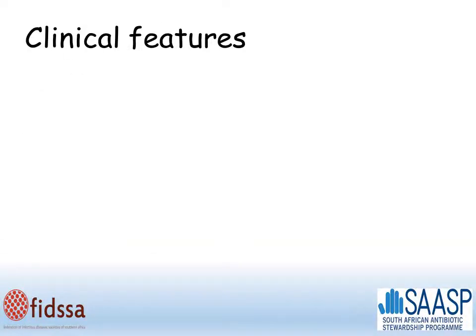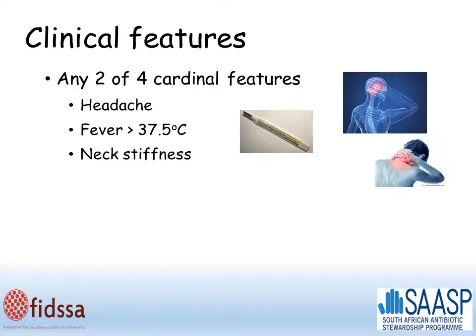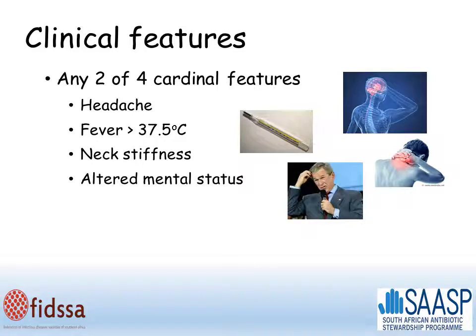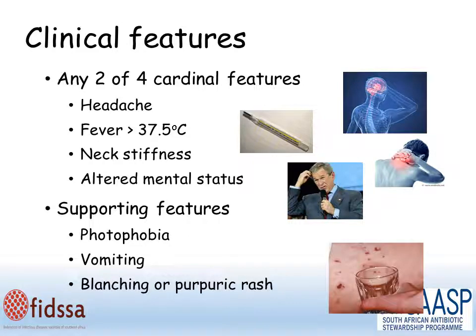You first need to decide if a patient is a suspect for acute meningitis based on their clinical features. There are 4 cardinal features. If any 2 are present, then the patient should be suspected of acute meningitis. Those 4 are headache, fever, neck stiffness, and altered mental status. There are various supporting clinical features such as photophobia, vomiting, and a blanching or purpuric skin rash, and these should all be taken into account when considering whether to investigate a patient further.